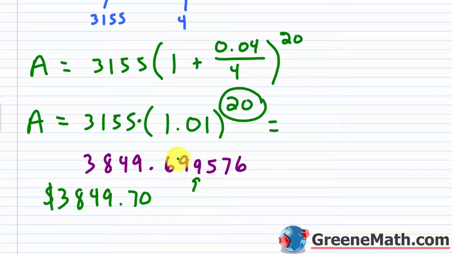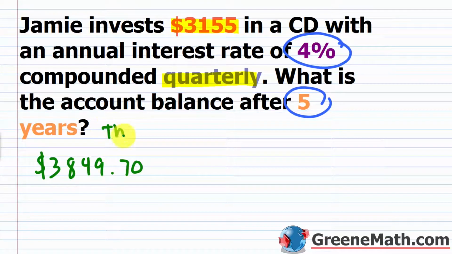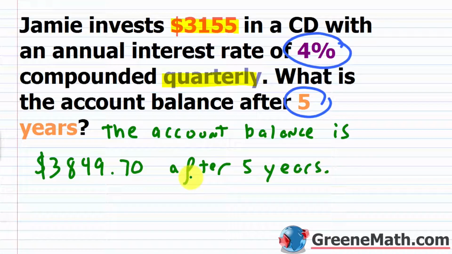You don't get an amount past this when you work with real money, right? You would just stop at 70 cents. And so we're just going to copy this, and I'll just paste this in here. We could just say the account balance is $3,849.70. And you can even put after 5 years. And keep in mind, we did round this, but on this type of problem, you're expected to round. So this is definitely the correct answer.